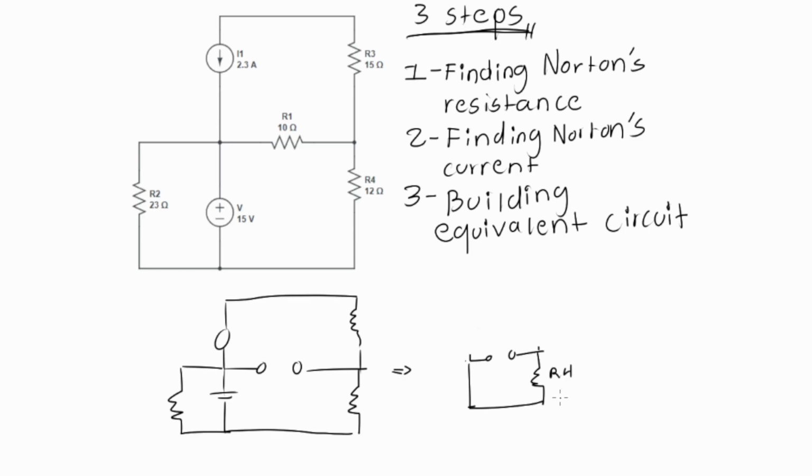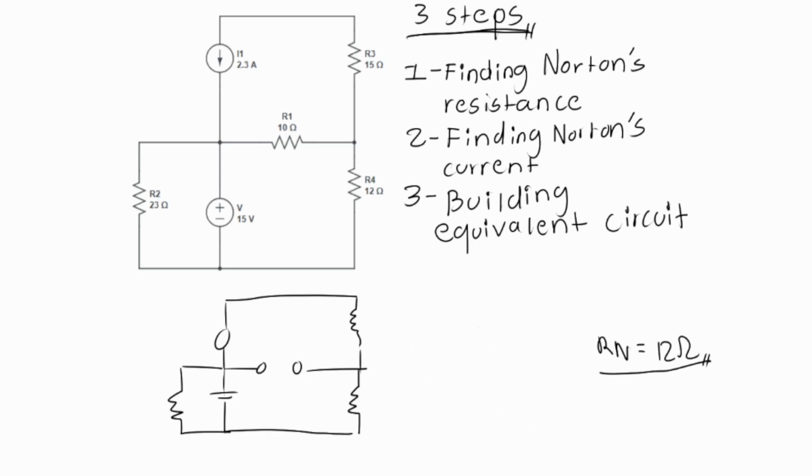So we're left only with resistor 4, which will have an effect on resistor 1, given that it's in the same mesh. So in that case, we can say that Norton resistance equals resistor 4. So that will equal 12 ohms. So we have completed the first step. Now moving on to the second step, we need to find Norton's current.